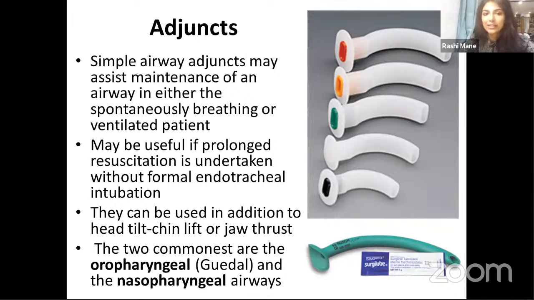So adjuncts. What adjuncts basically are is how you open up the airway in a simple fashion. So the two common ones that you'll see is a Guedel, which is an oropharyngeal adjunct, which is this at the top, or a nasopharyngeal adjunct, which is basically a tube that you put into the nose that goes to the back of the pharynx.